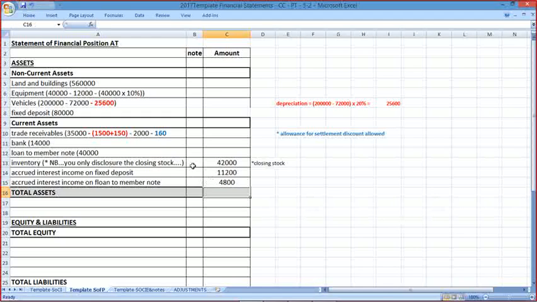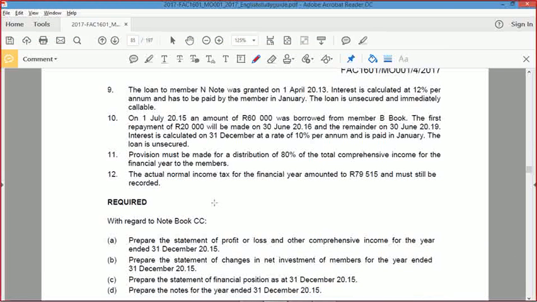So you can't add that to loan to member note, that's 40,000. You can. You can add them together if you want to, then you'll have to put accrued income, and in brackets show all the workings. I prefer showing it separately because at least then they can see every line item, and they know what each line item is for. Perfect.